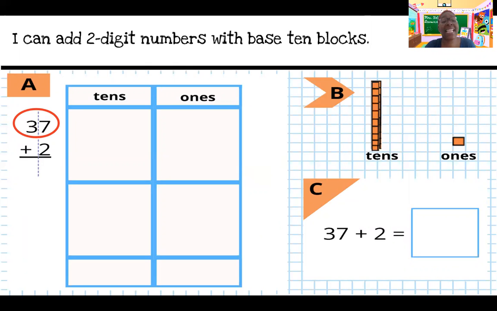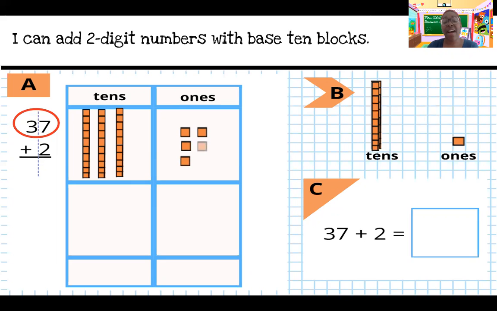Well, how many 10s are in the number 37? Let's see. Did you say 3? 1, 2, 3. That's right. The number 37 has 3 10s. 10, 20, 30. Now, how many 1s are in the number 37? Did you say 7? Let's check. 1, 2, 3, 4, 5, 6, 7. Awesome job.